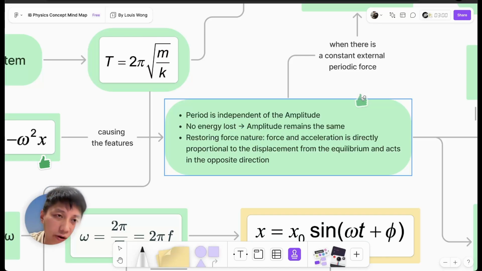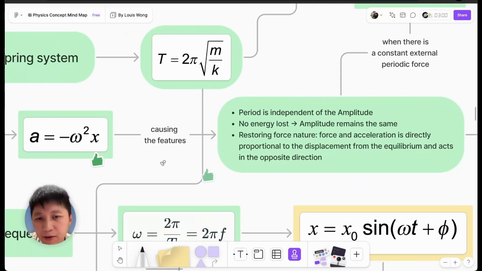And I believe in your experiment in school or simulation, you will be able to find that. First, the amplitude does not affect the period. Second, in SHM, we assume there's no energy loss, and therefore the amplitude remains the same. Unlike later on you encounter the damped motion, the amplitude will decrease. Number 3 is the restoring force nature. And this is basically how a is proportional to negative x.